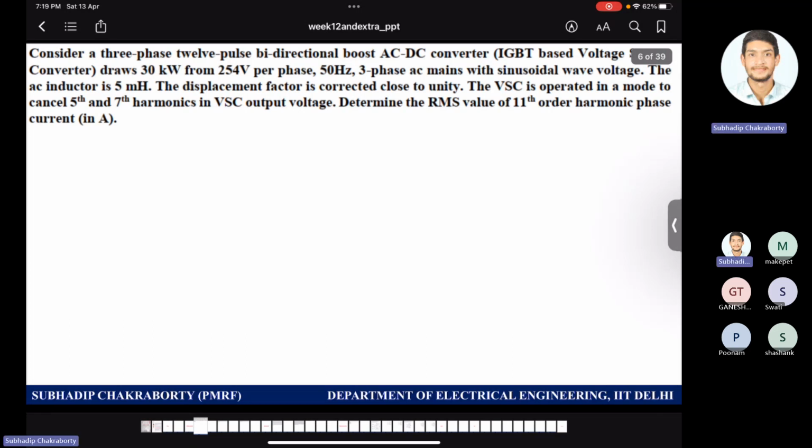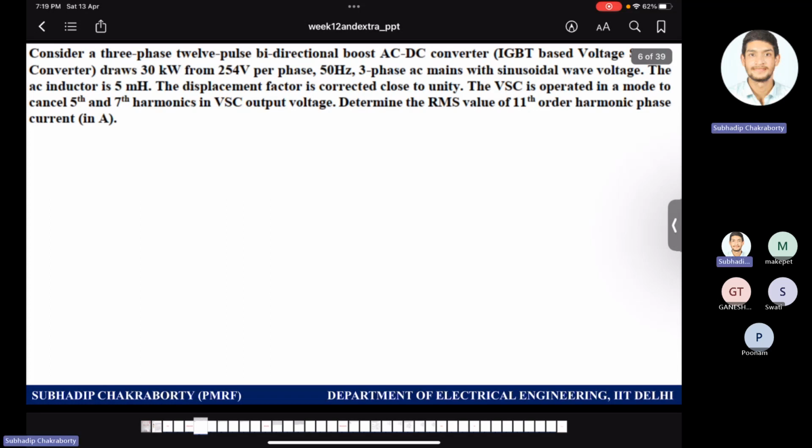Because a lot about the harmonics and power transfer we discussed in the previous week. So just by reading the problem, one more point, you just note that the displacement factor is corrected close to unity. When displacement factor is unity, what can you apprehend about the supply side? Or else tell me whose displacement factor is actually corrected to unity. Is it the supply or the load or the converter?